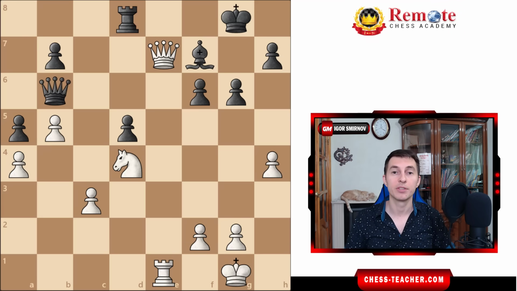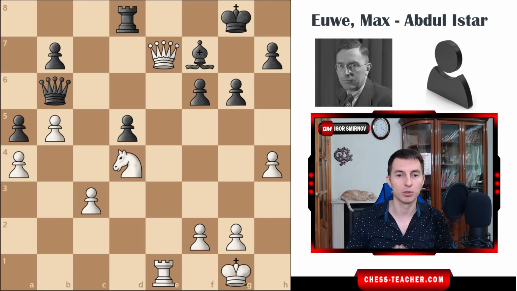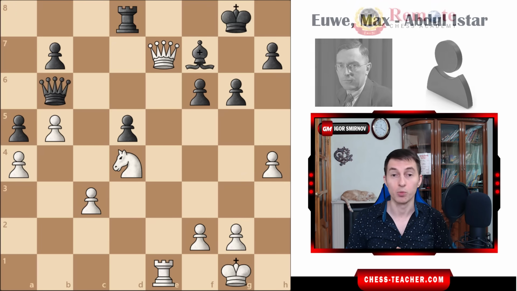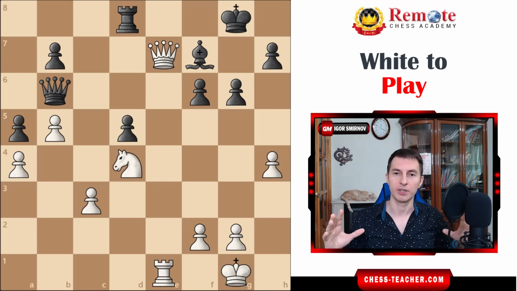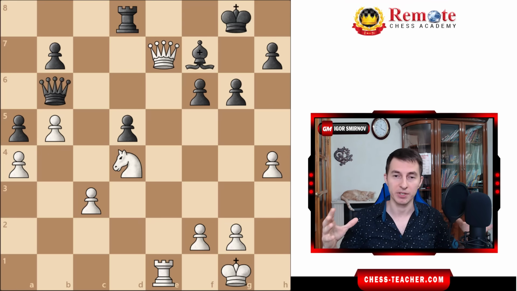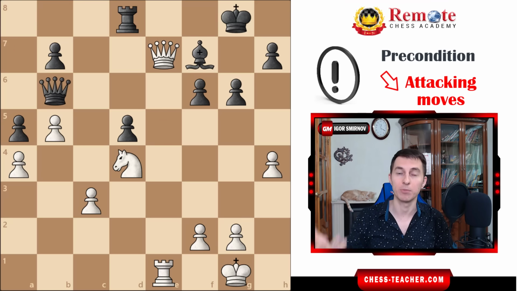All right, let's take a look at this position, which is taken from the game between Avi, a former world champ, against Abdul, a less known opponent. It is white to play. So, first of all, there is one precondition that helps you to find tactics in your games. And that precondition is that you gotta seek attacking moves. You gotta always be on the lookout for attacking moves because attack wins the game. That's gotta be your mindset when you're going for the game of chess.